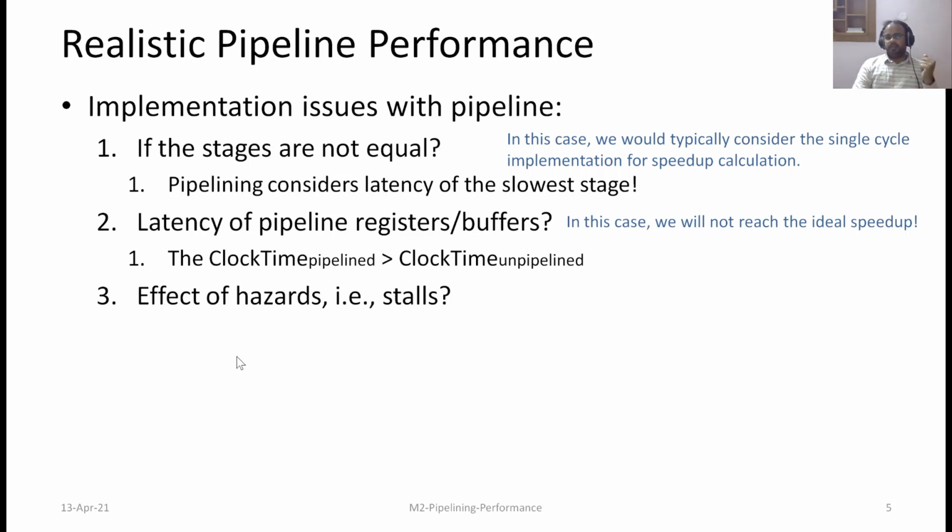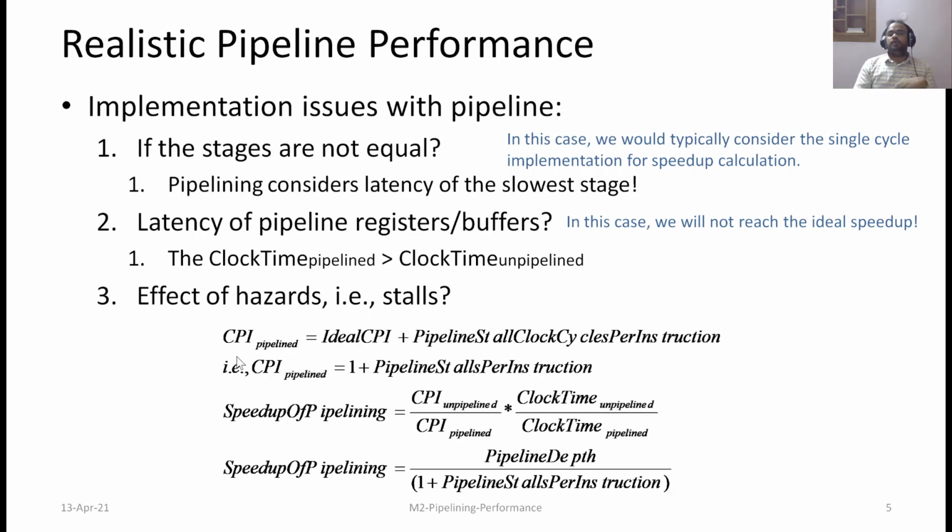The third implementation issue is hazards, right? And to handle them, these are some equations. I'll explain, they are quite intuitive. So the CPI of the pipeline implementation is the ideal CPI, which is 1, plus the number of stalls per instruction due to the hazards. Do remember that. So the CPI pipeline is 1 plus the number of stalls per instruction.